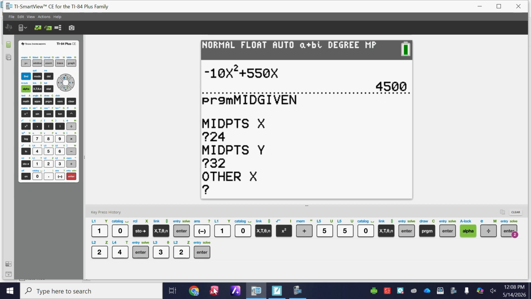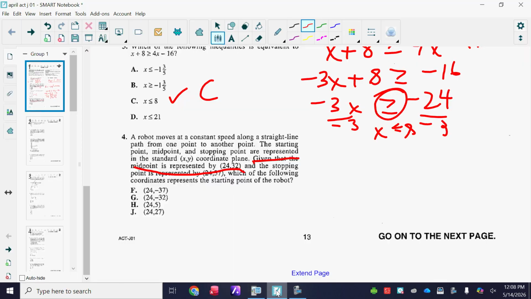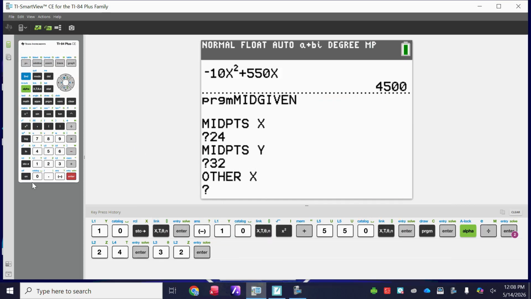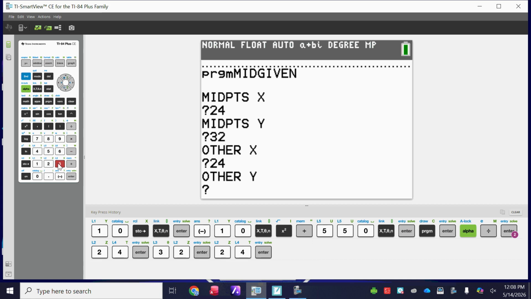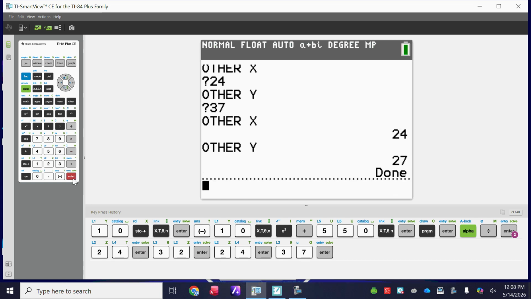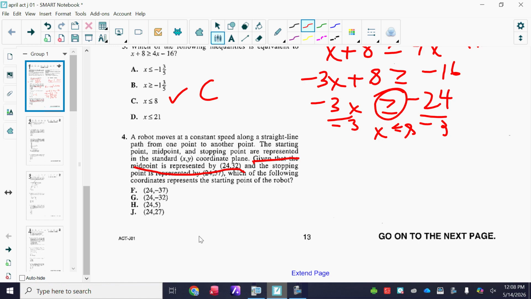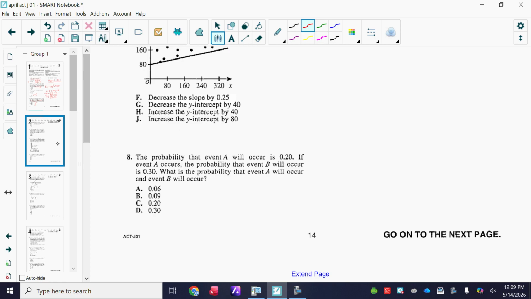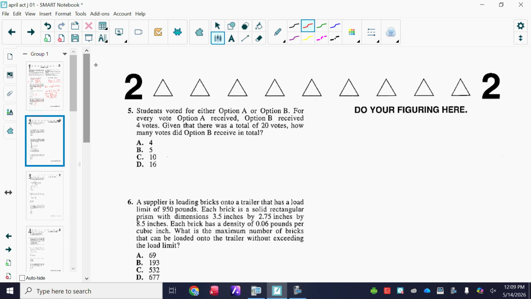24, 32. And now what's the other point that they give? What was that? 24, 37. So you enter 24, 37 and it gives you the answer 24, 27, which is choice J.